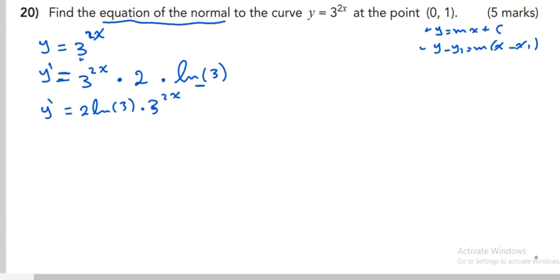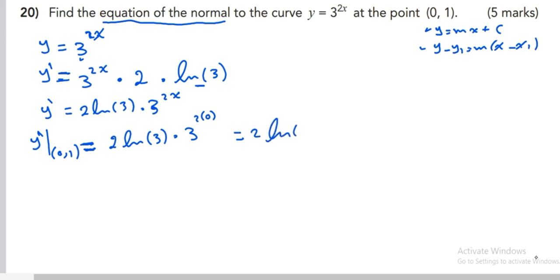After finding the first derivative, you have to substitute with this point or values. At this point, we'll put x in the place of x and y in the place of y, because sometimes in the expression we have one letter or two letters. So it will be 2 ln 3 multiply 3 power 2 multiply 0. So it will be 2 ln 3.